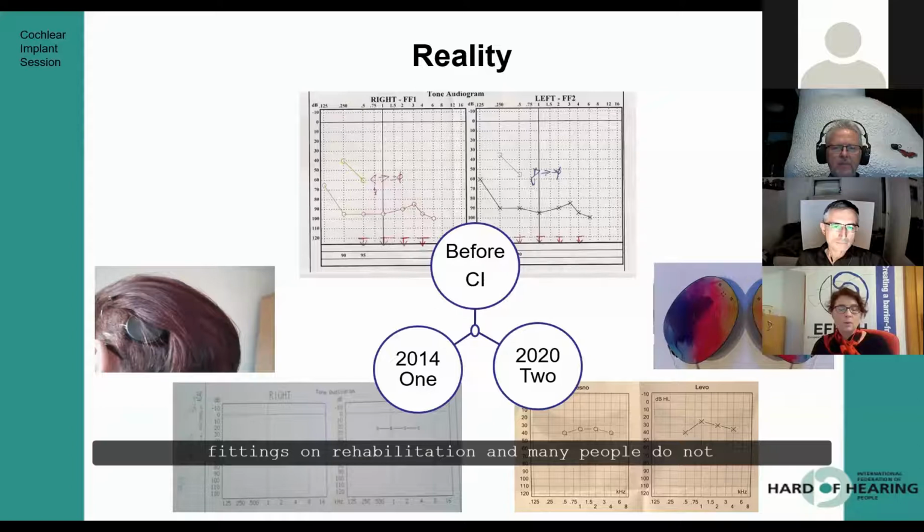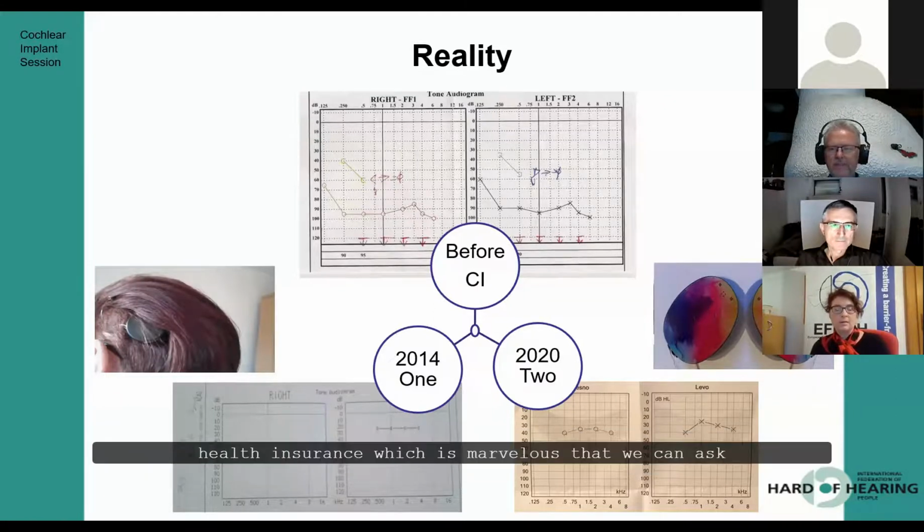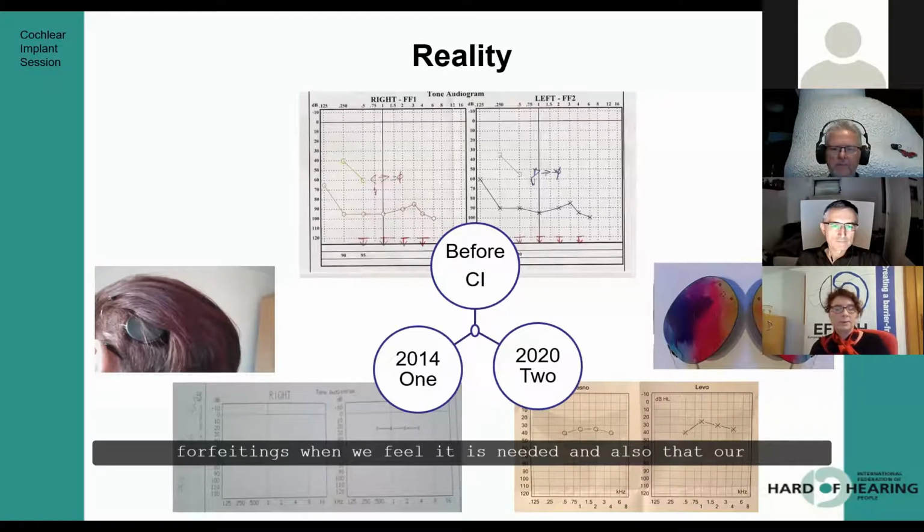My opinion on rehabilitation is that many people do not understand what rehabilitation really means. You need to work by yourself a lot. Incredibly positive is peer support in a social group on Facebook in Slovene language in the Slovenia area. I should mention that implants and rehabilitation in Slovenia are covered by health insurance, and that is simply marvelous, that we can ask for fittings when we feel that we need it, and also that our cochlear implant surgeons now are very understanding and responding to dilemmas of clients.